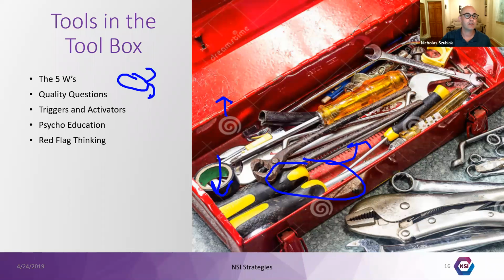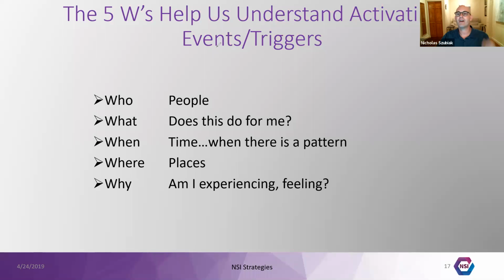And so this is going to be our toolbox for today of using some CBT interventions. We're going to talk about the 5 W's, quality questions, triggers and activators, psychoeducation, and then some red flag thinking. So the 5 W's are the who, what, when, where, and why. And it connects so closely to a lot of the work that's been done in the 12-step support communities. You hear this in NA and AA a lot: people, places, and things. Those folks knew about people, places, and things, I think, way before it was brought into cognitive behavioral therapy for substance use disorders.